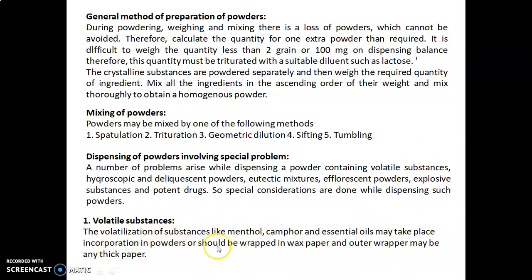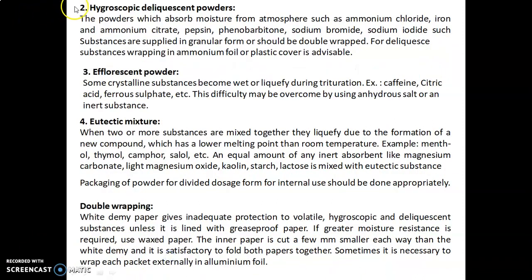Incorporation in the powders should be wrapped in wax paper, and the outer wrapper may be any thick paper. Second, for hygroscopic and deliquescent powders, which absorb moisture from the atmosphere, such as ammonium chloride, iron and ammonium citrate, pepsin, phenobarbitone, sodium bromide, sodium iodide, such substances are supplied in granular form or should be double wrapped. For deliquescent substances, wrapping in aluminium foil or plastic cover is advisable.